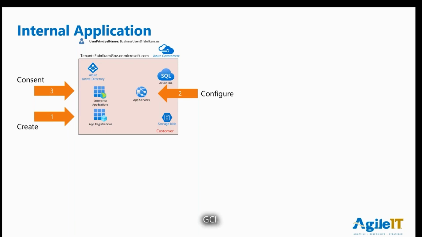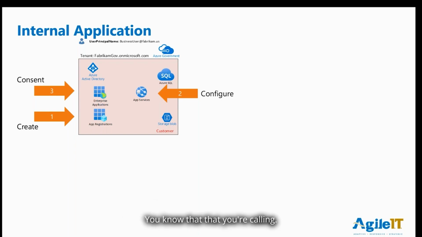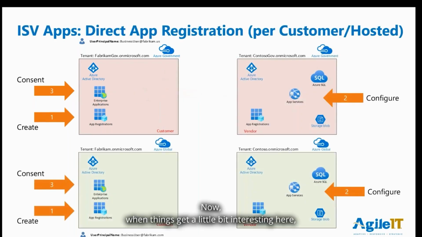Now we're all wired up, everything's great. But again, it's going to go to login at Microsoft.us. When we call the Graph endpoints, we have to call the right Graph endpoint that's specifically in the Azure Government or GCC High space that you're calling. So pretty simple.